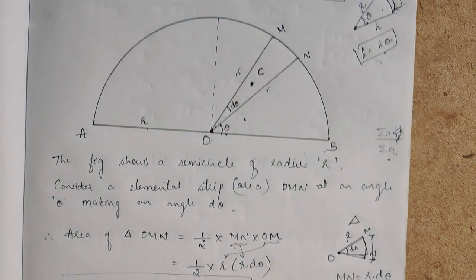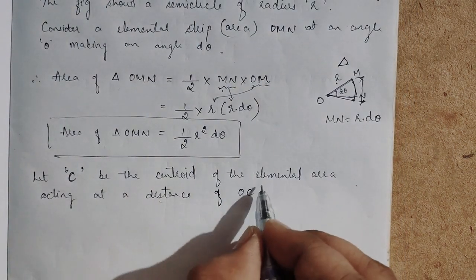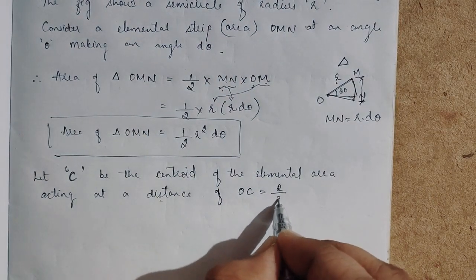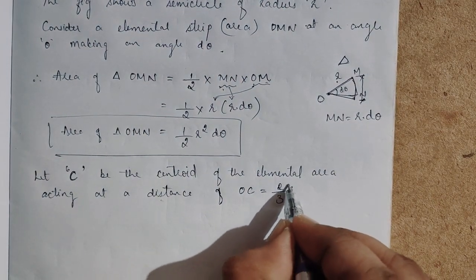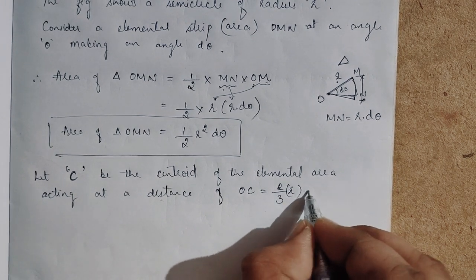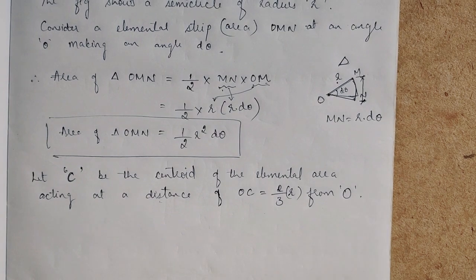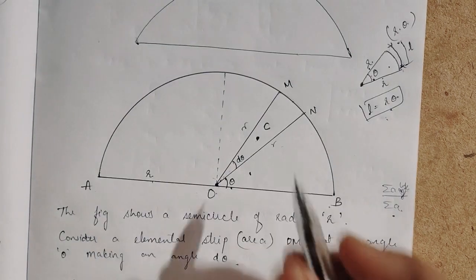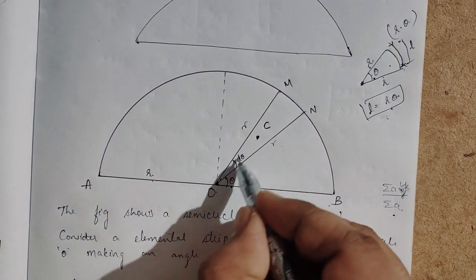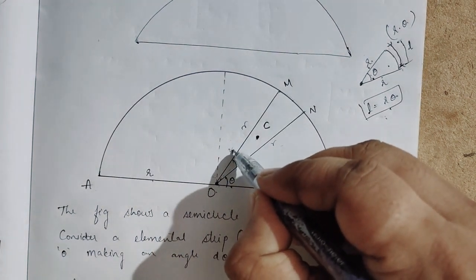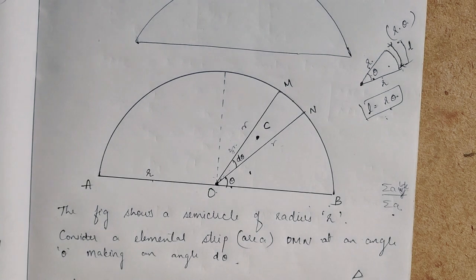OC is measured from the apex, right? So it is 2 by 3 h. h is nothing but the radius here, so 2 by 3 r from the origin O. So this is C, OC. This is the centroid. It is at a distance of 2 by 3 into r.